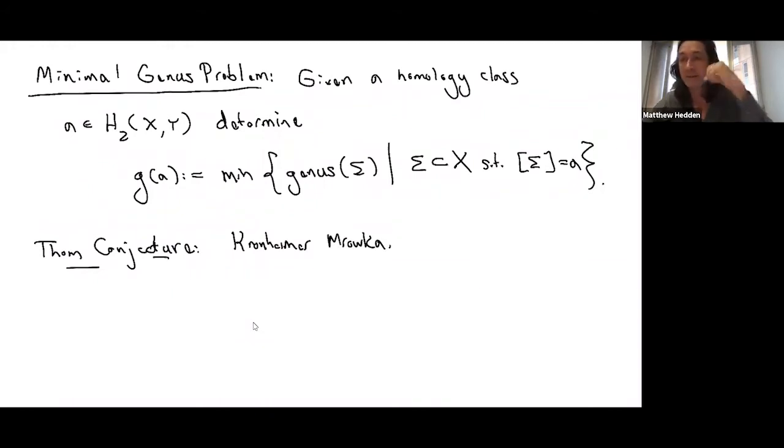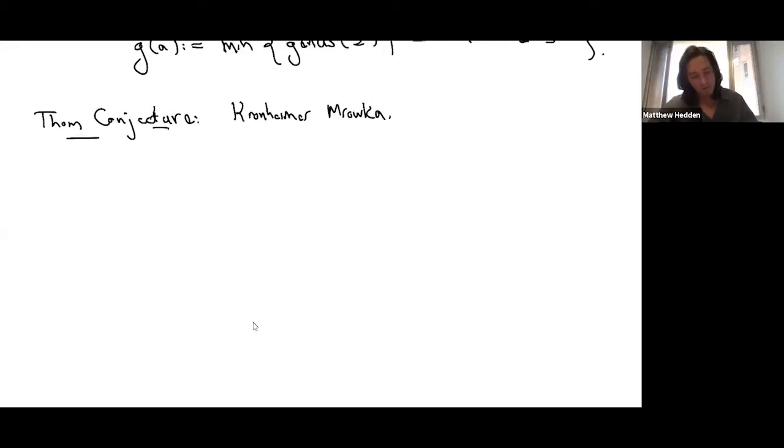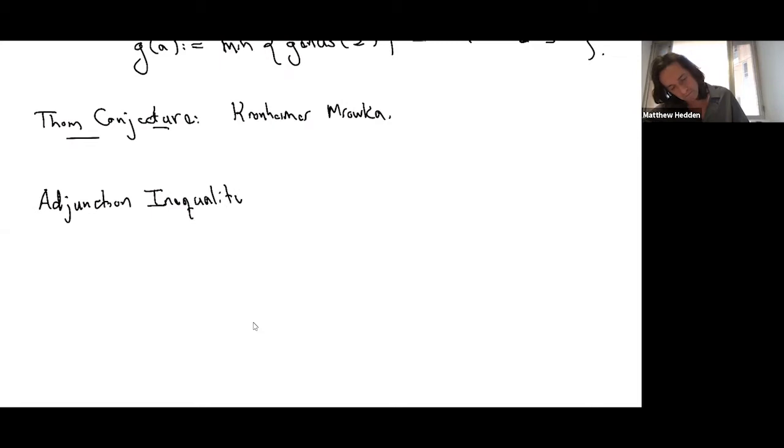And later, Ozsváth and Szabó extended this to the context of more general symplectic four-manifolds, and they proved what's known as the symplectic Thom conjecture, that says that symplectically embedded surfaces in a closed symplectic four-manifold likewise minimize genus in their homology classes. And the key tool for all of these results is the so-called adjunction inequalities. And so I'll state a version of this.